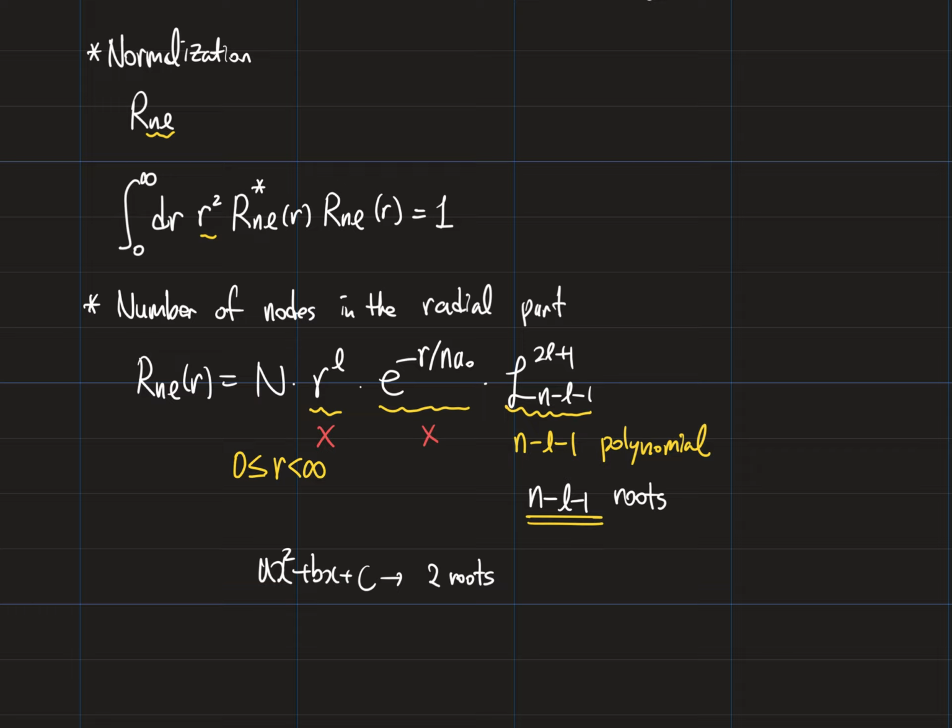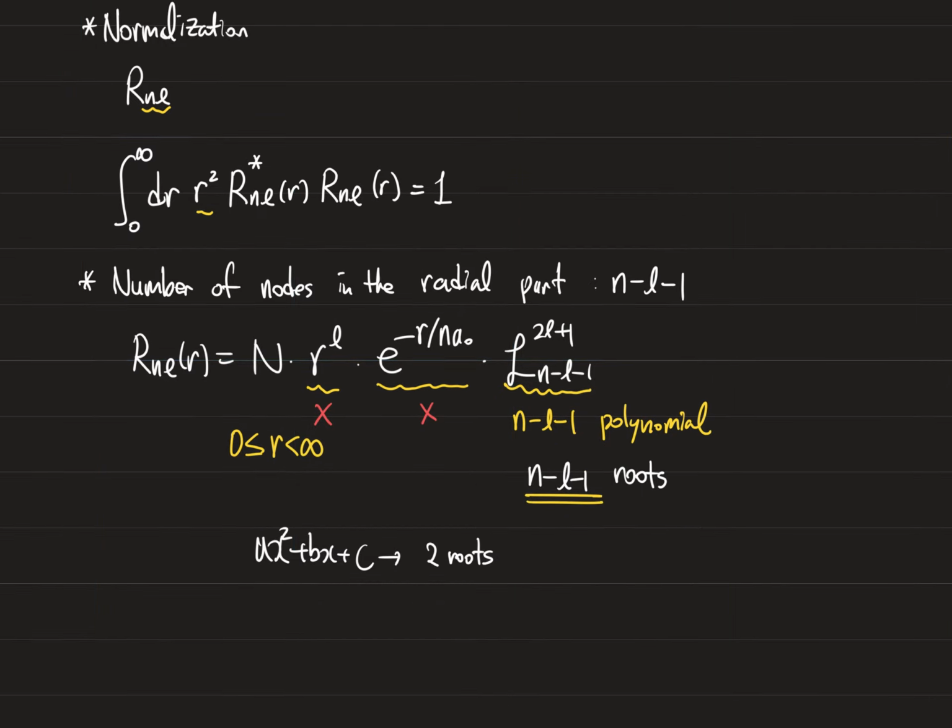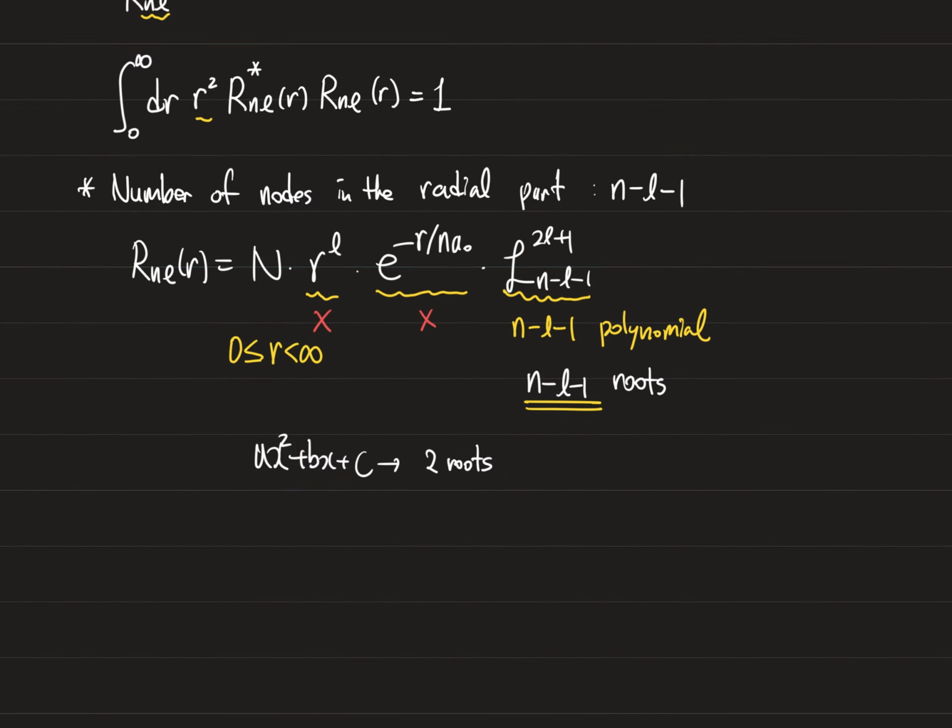So the number of nodes in the radial part is n minus l minus 1. If you remember the number of nodes in the angular part, that would be l, right?